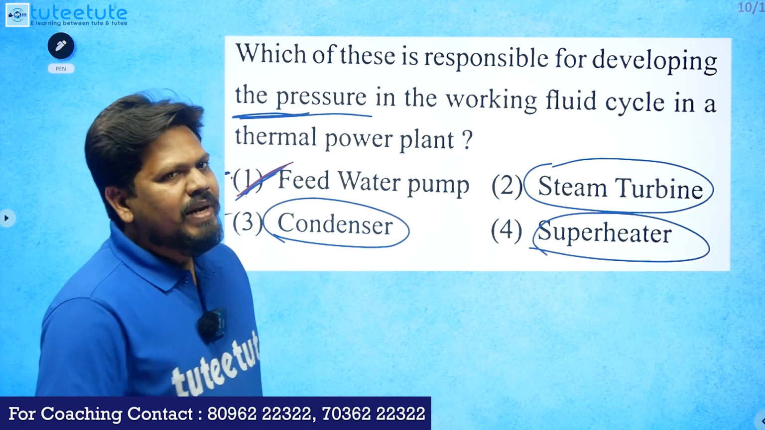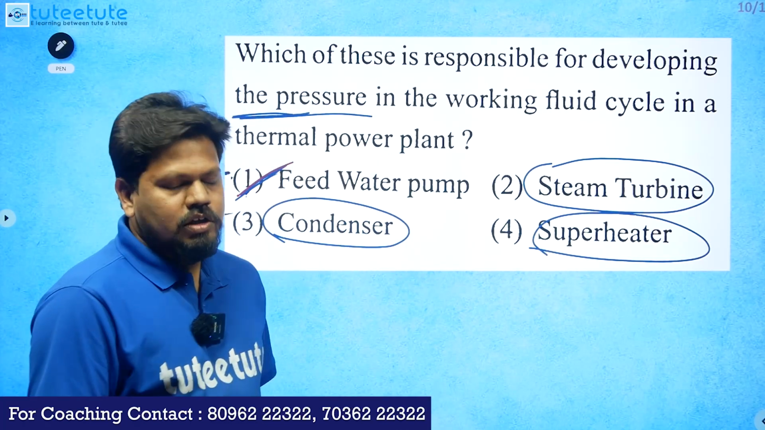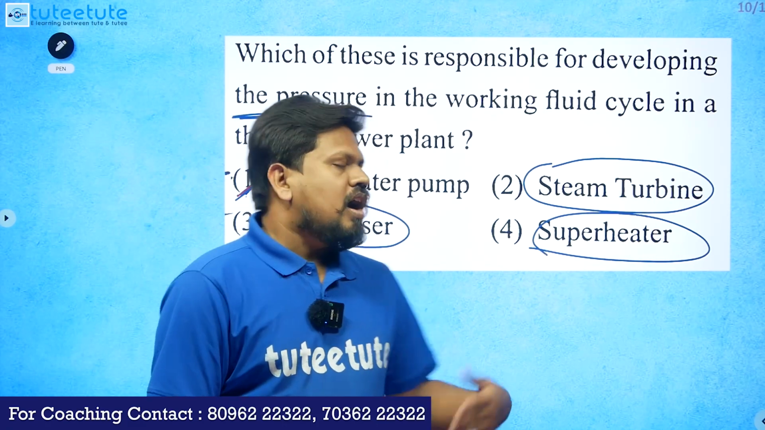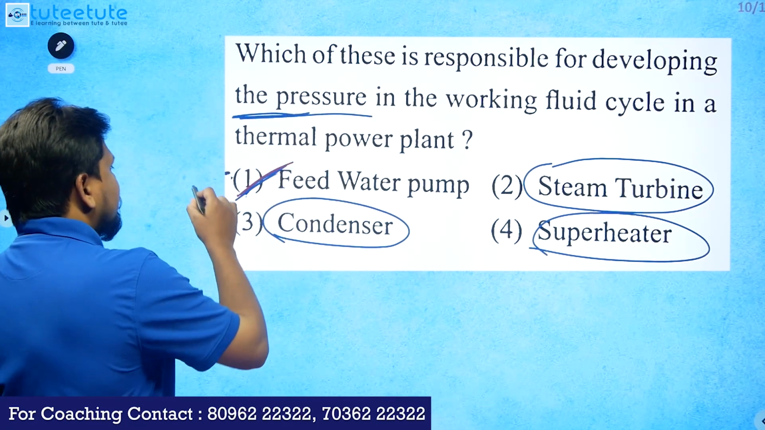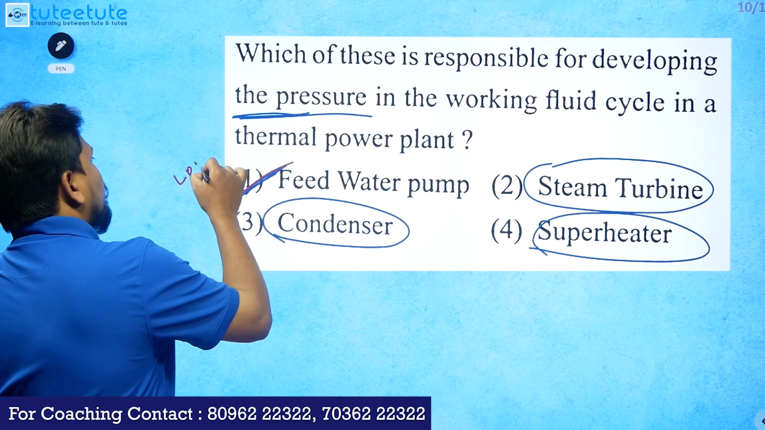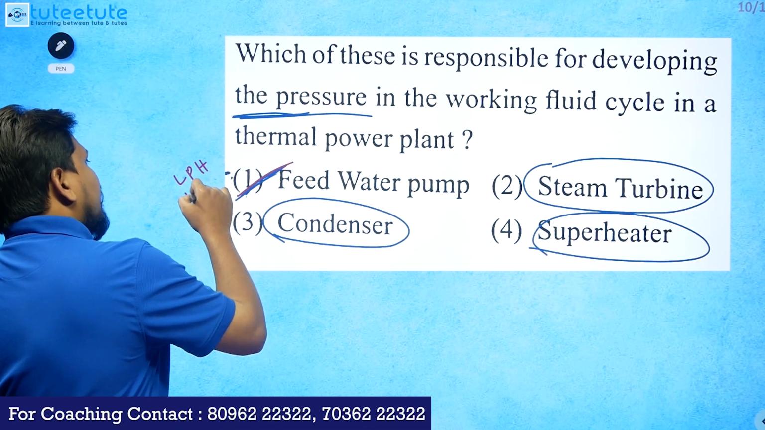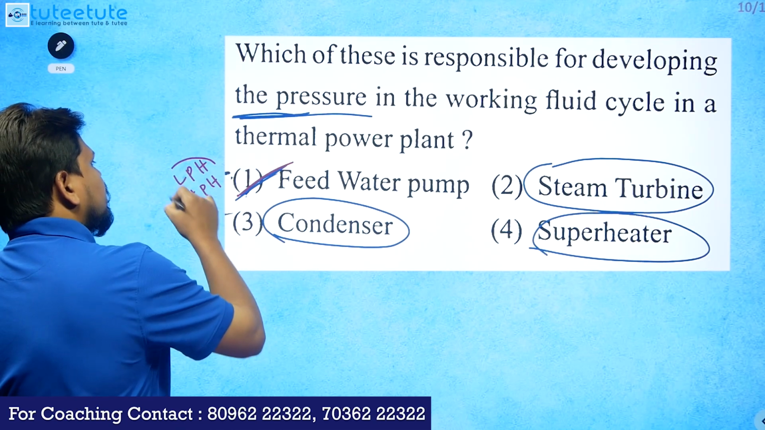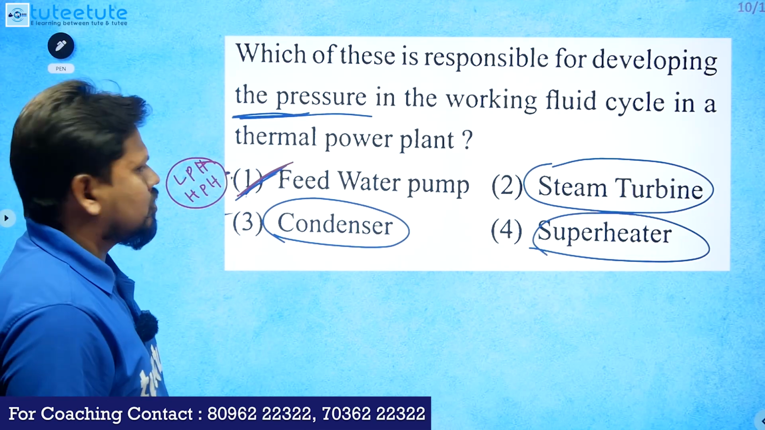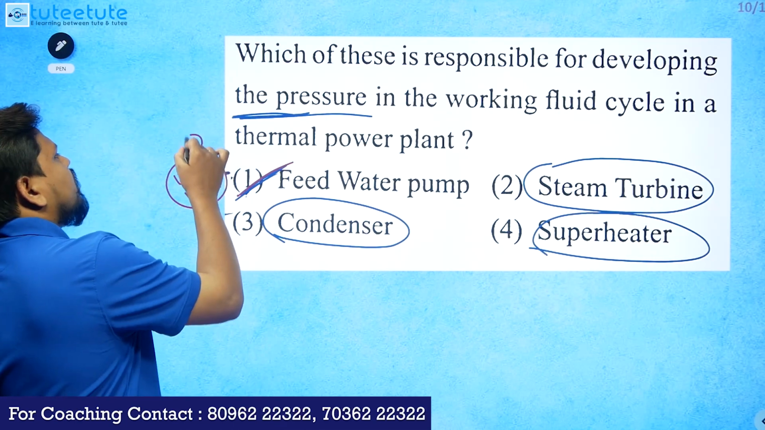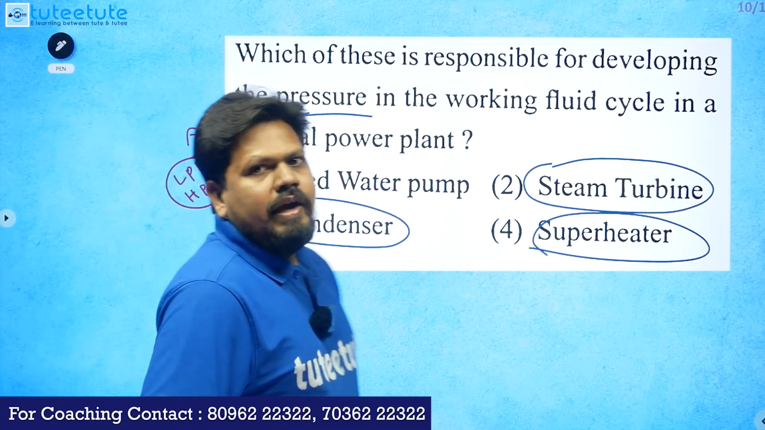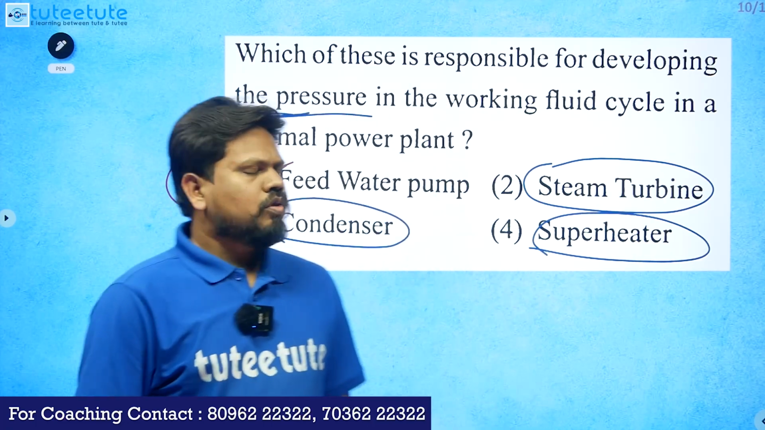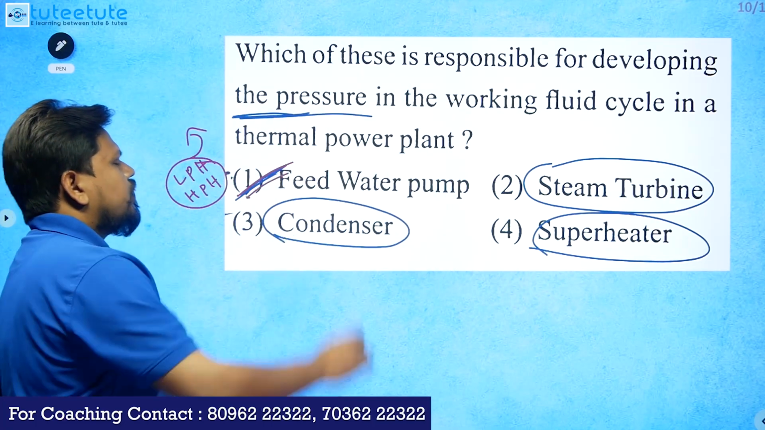If the temperature is not sufficient after this feed water pump, what will be there? There will be a low pressure heater. After that, a high pressure heater also will be there. It is in the thermal power plant only. After the high pressure heater, we will be having the economizer. So the answer for this question is feed water pump.